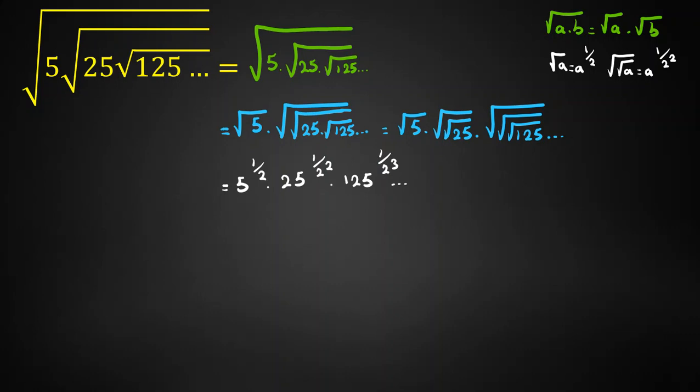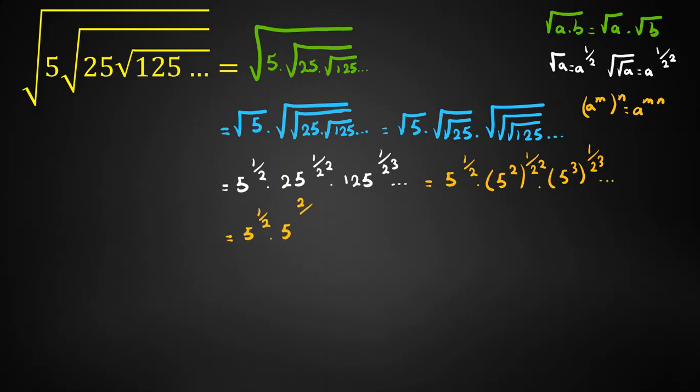Now, if we rewrite this, we write 5 to the power of 1 over 2. Instead of 25, we write 5 squared to the power of 1 over 2 squared, times 5 cubed to the power of 1 over 2 cubed, and so on. Then by another power rule, we know that a to the m to the n equals a to the mn. So it will be 5 to the power of 1 over 2 times 5 to the power of 2 over 2 squared times 5 to the power of 3 over 2 cubed, and so on.